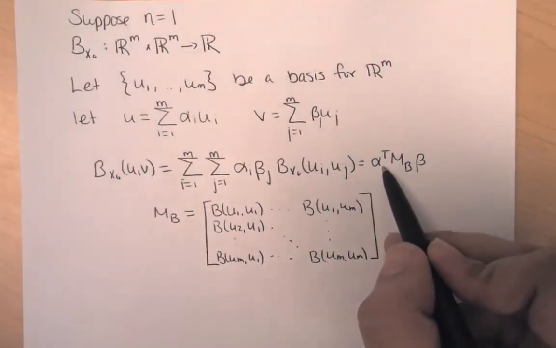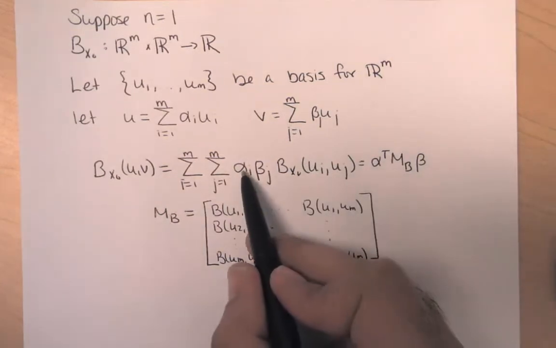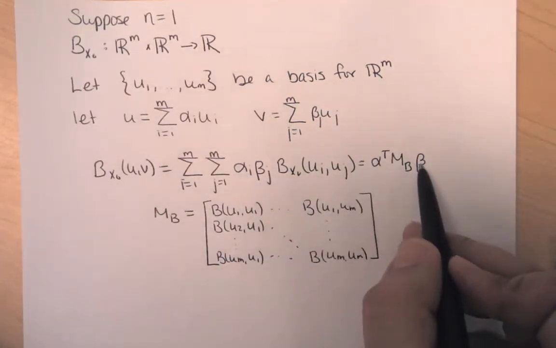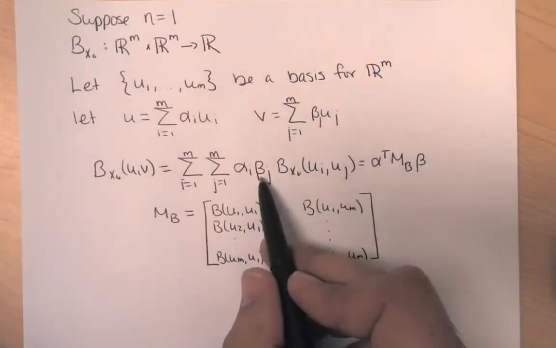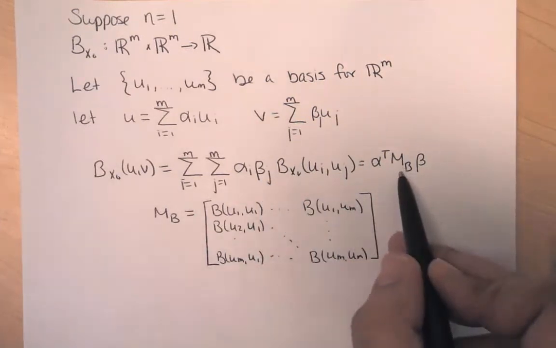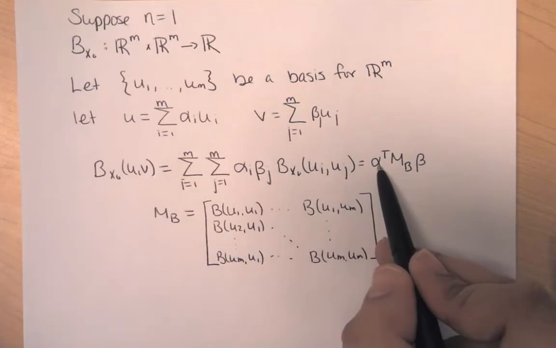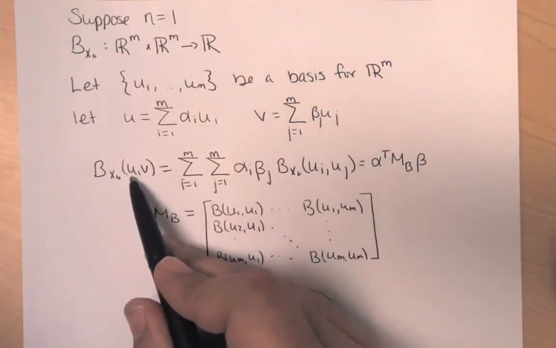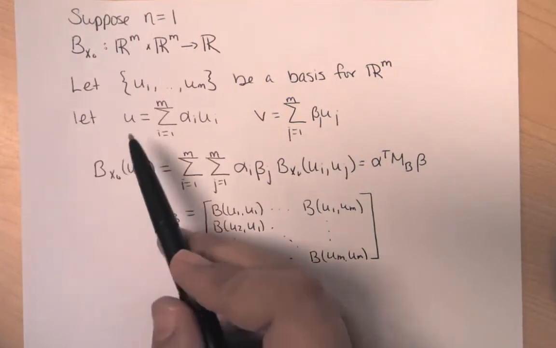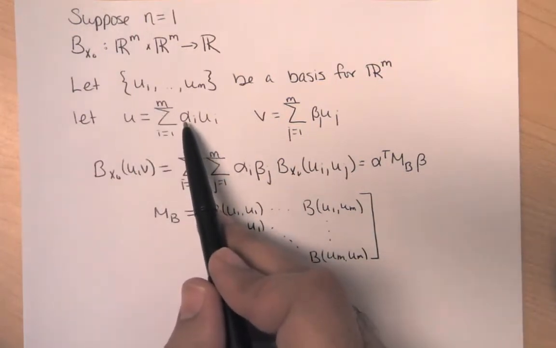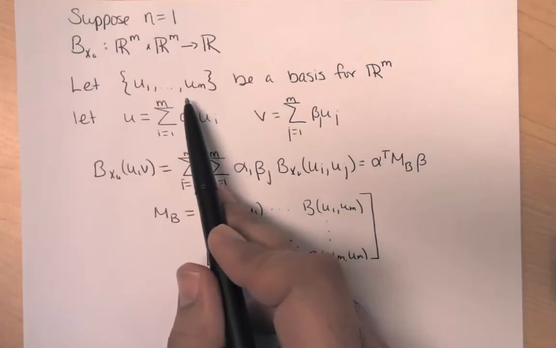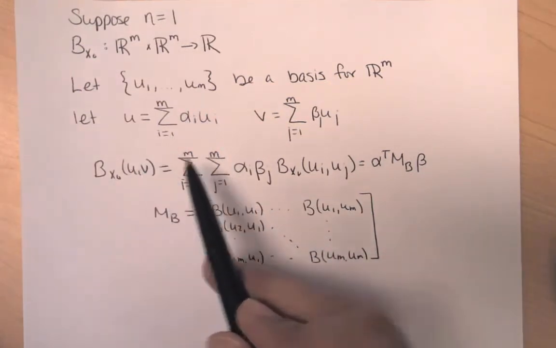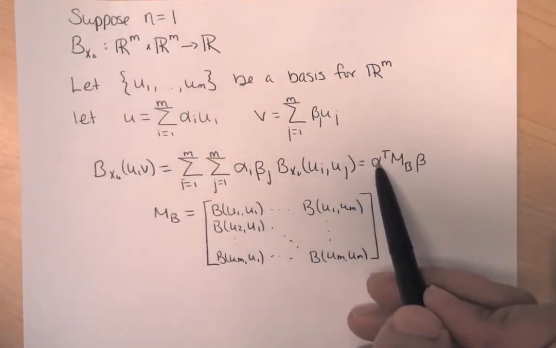Of course, alpha is just the vector whose entries are my alpha coefficients, and beta is the vector whose entries are my beta j coefficients. So in fact, I get exactly this. Notice this makes sense because I have two arguments, alpha, which is equivalent to u, in the sense that every vector u in Rm has a unique set of coefficients in a particular basis. So whether I'm talking about u or alpha, they're equivalent given a basis.